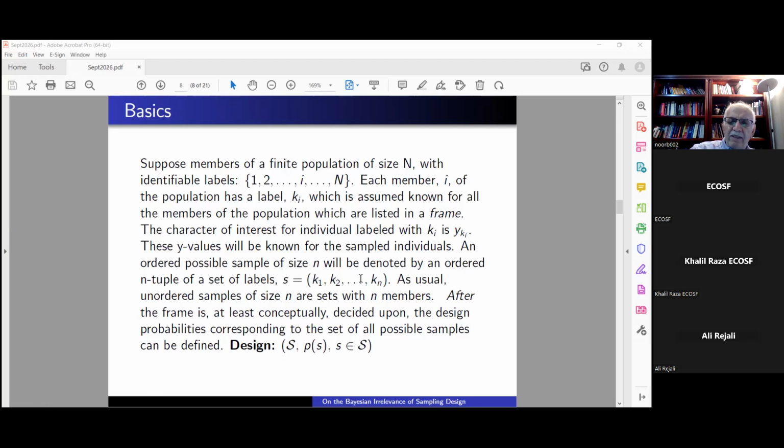Okay, if these are the labels, when we say a design, we mean all possible samples of fixed size n, effective size n. The sample space S is the collection of all possible samples of this size that have been collected based on a sampling design, which, as you see, does not depend on the Y's in the sample or outside the sample.